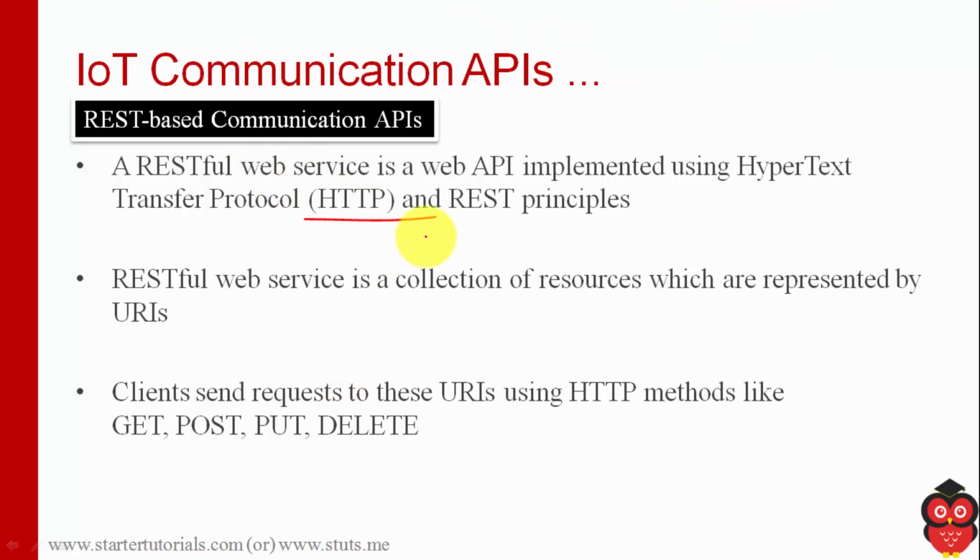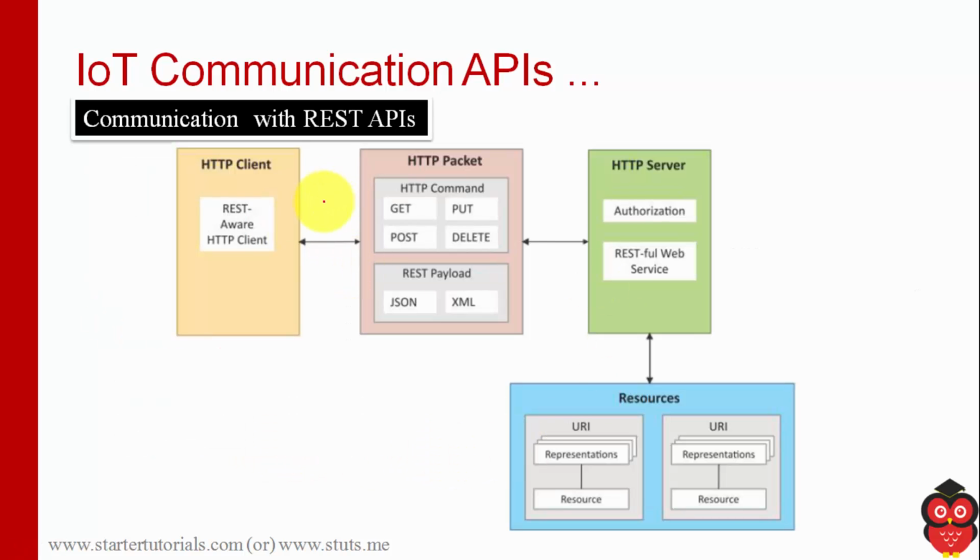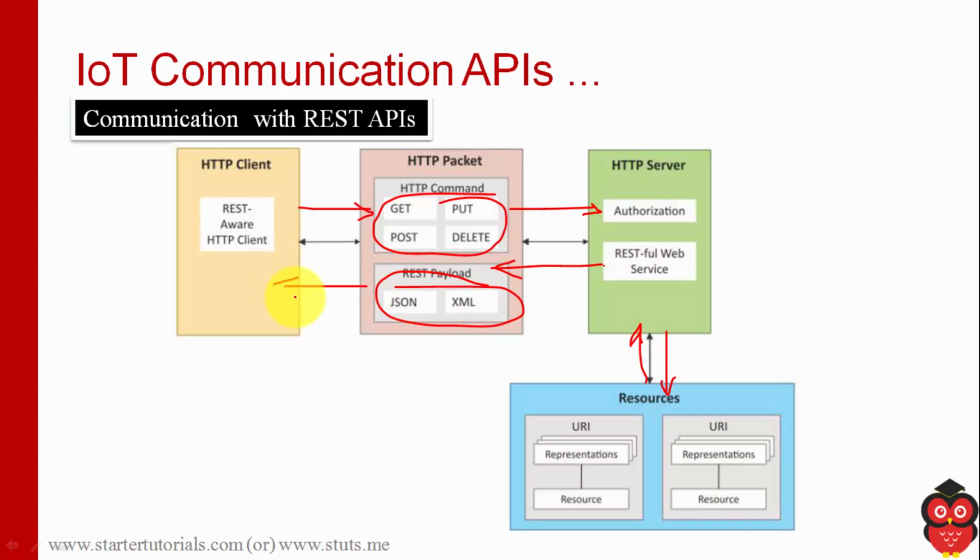So REST uses HTTP requests. HTTP means Hypertext Transfer Protocol. It's an application layer protocol, and the services are represented using URIs, Uniform Resource Identifiers. There are different HTTP methods, like I already told you: get, post, put, delete. Again, the client sends requests, any one of these. The server will receive those requests, access resources like databases and files, and send the response back to the client either in JSON or XML format.